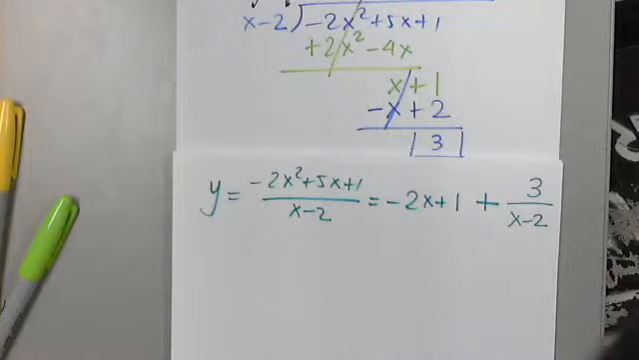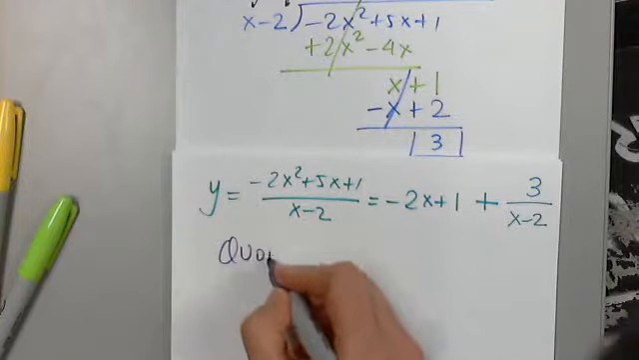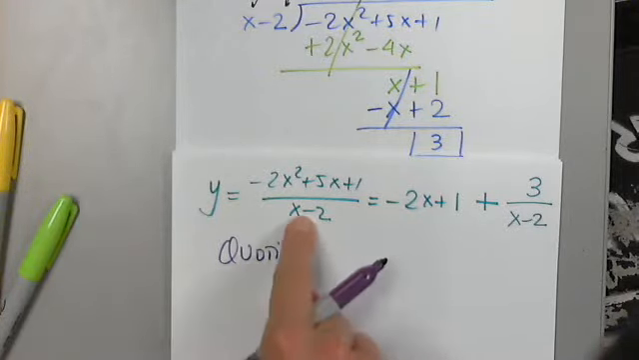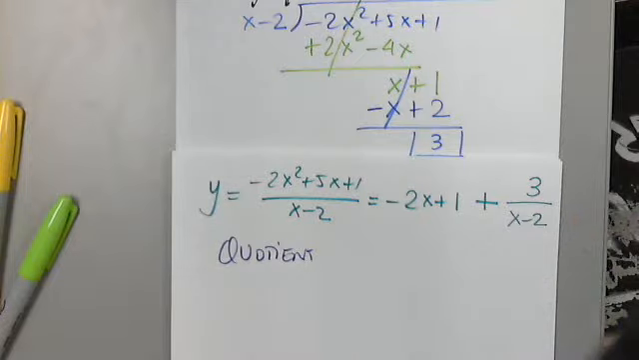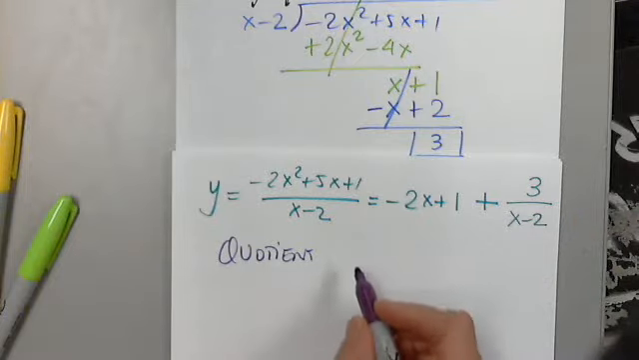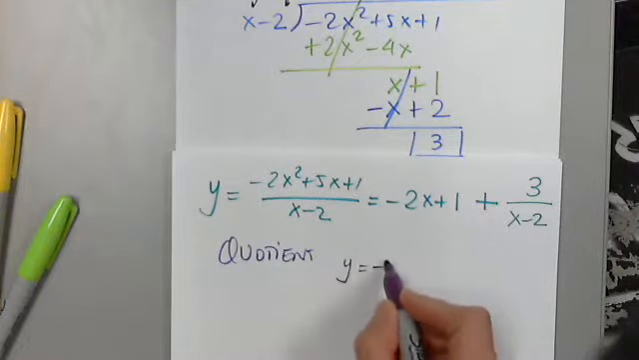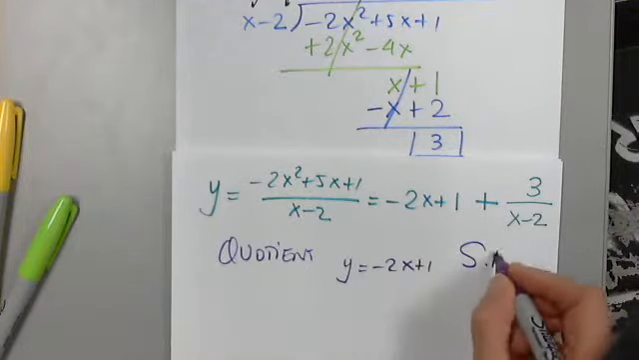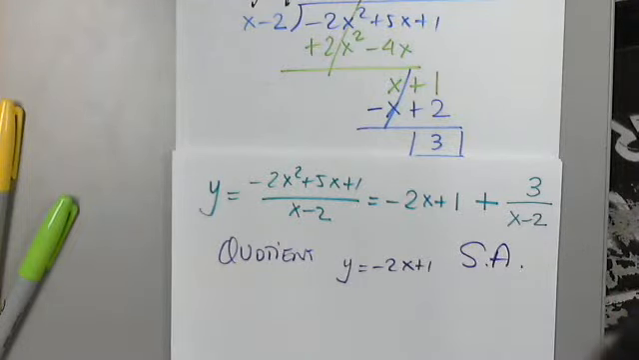Okay, so now can anyone read the quotient for us? Not the divisor and not the remainder, just the quotient. Negative 2x plus 1. This is the slant asymptote. Since this slant asymptote has a negative leading coefficient, this will be the end behavior of the function. It will have to follow the slant asymptote. Is this better?